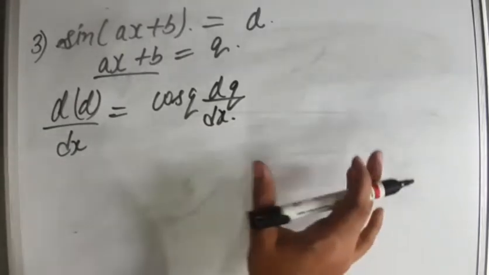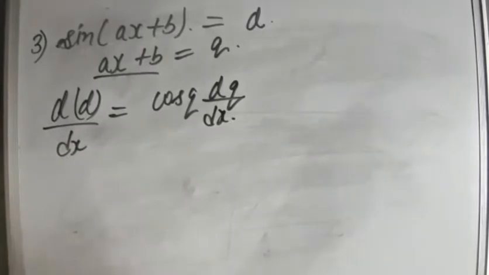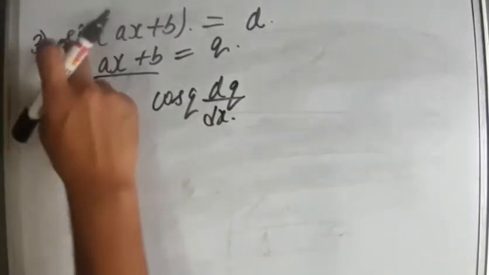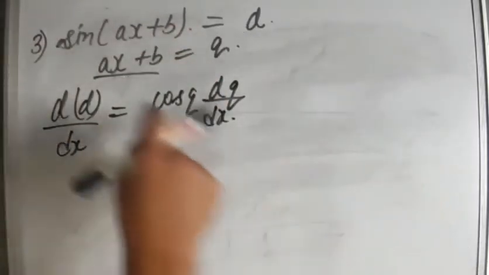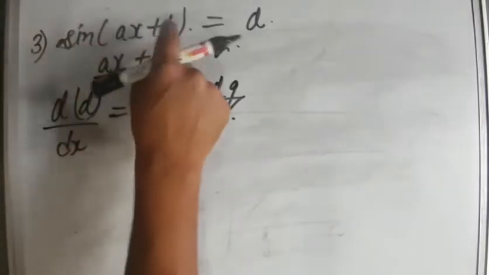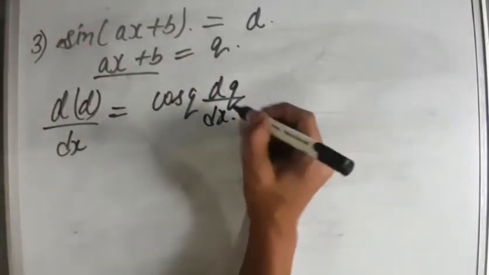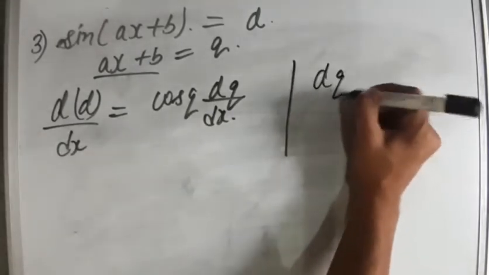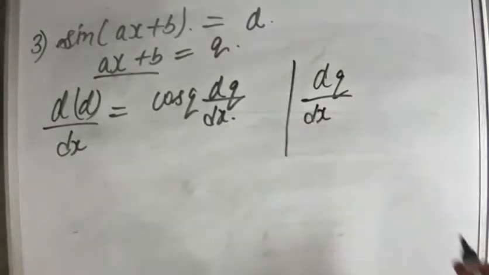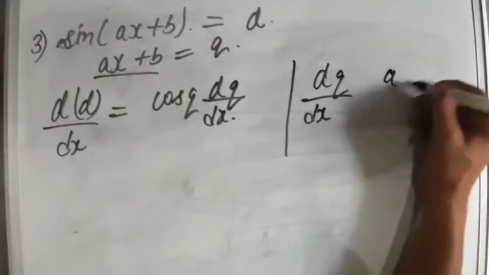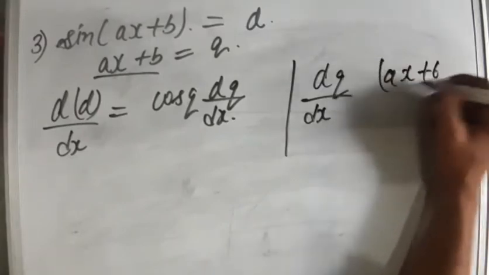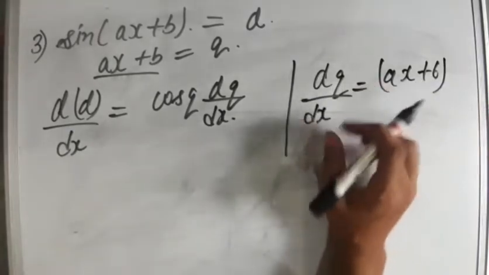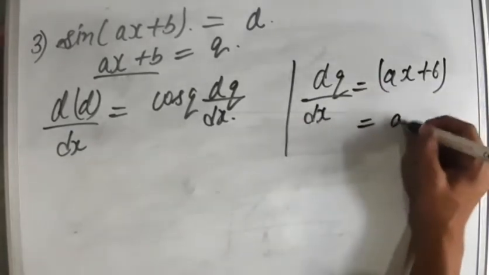This is what the chain rule is. We need to go step by step, taking each and every function. Look here at this question, sin ax plus b. First of all, we need to differentiate sine and then we need to proceed with the differentiation of ax plus b. So cos q dq by dx. What is this dq by dx? q is ax plus b and we need to differentiate this with respect to x. After differentiating we have a.